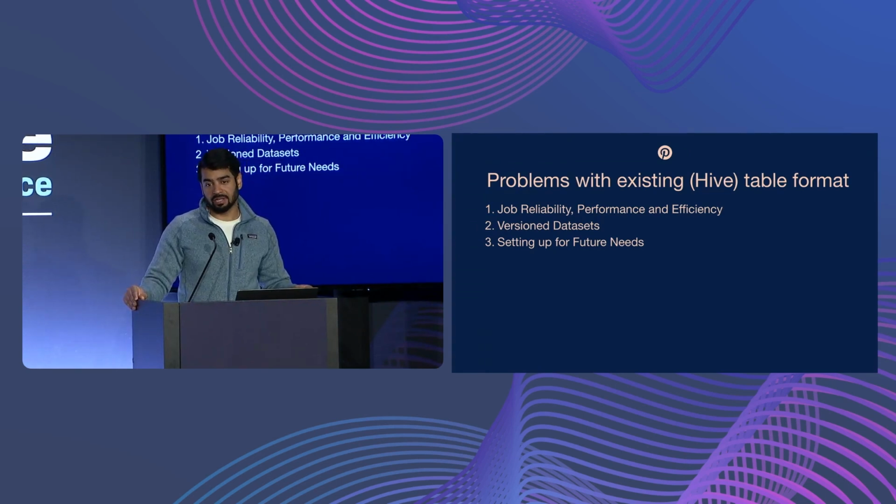So we wanted capabilities like write, audit, publish. We wanted better data quality checks. We wanted to be able to change the partitioning layout without rewriting all the data of a Hive table. We wanted to do time travel. Not we, but our users wanted to do all these things.